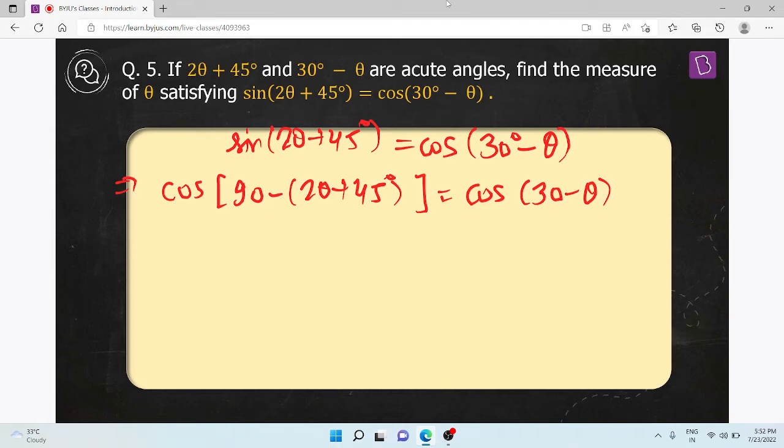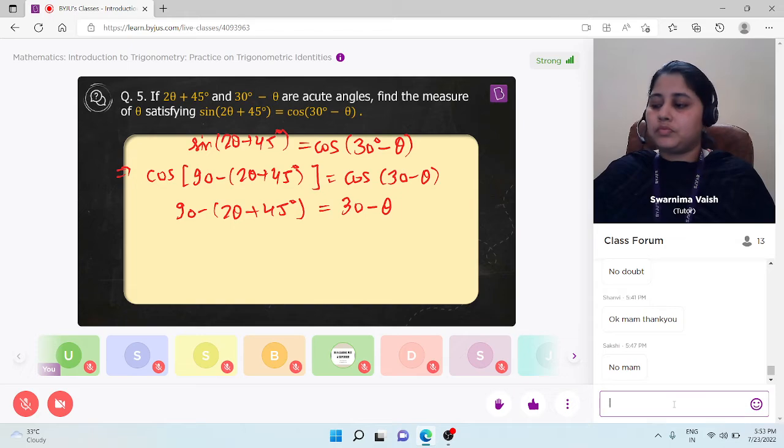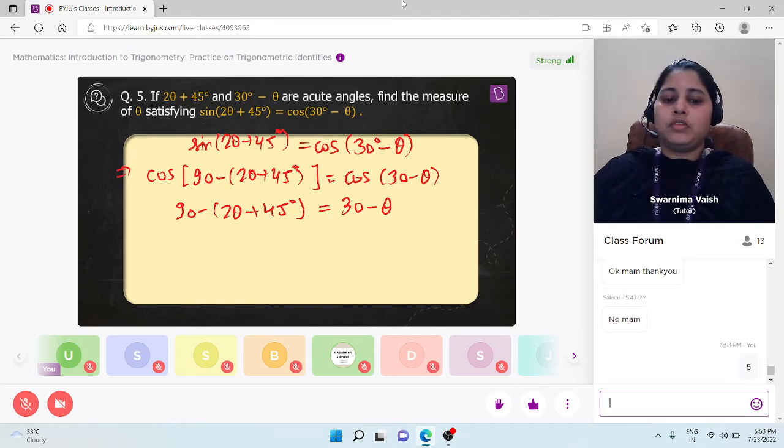नाउ दोनों साइड कॉस से हम एंगल्स कंपेयर कर सकते हैं. मीन्स 90 minus 2 theta plus 45 it will be equal to 30 minus theta. अब हमें theta की वैल्यू निकालनी है. Students, try to solve this and tell me the answer. All of you solve it quickly and tell me what is the value of theta from here. Anyone? The value of theta from here. 5 Utkarsh. Okay. Another answer?